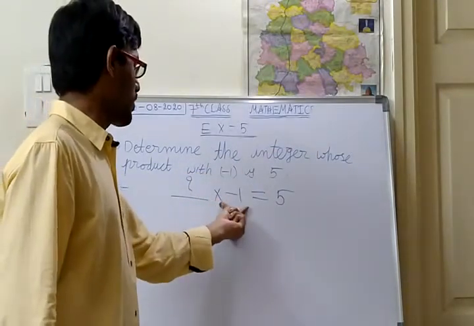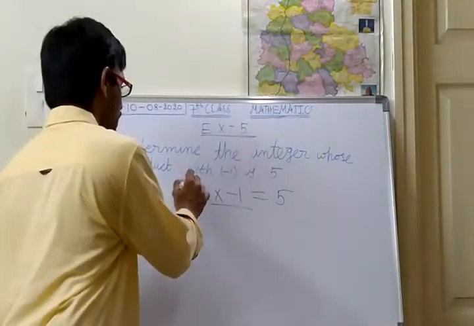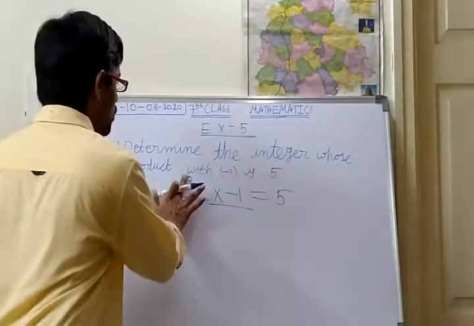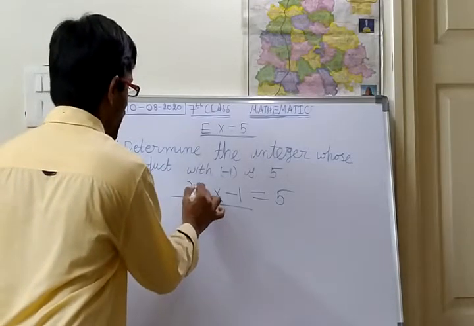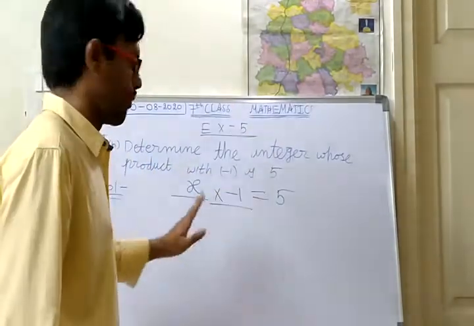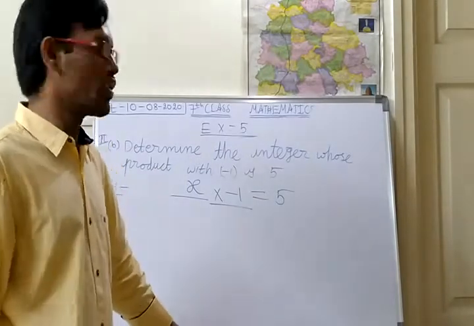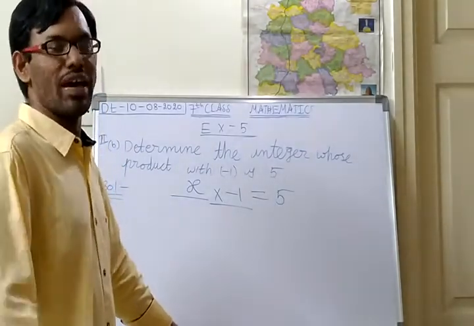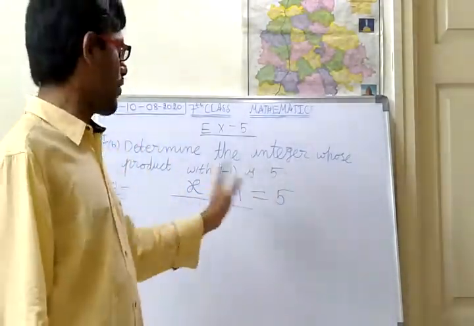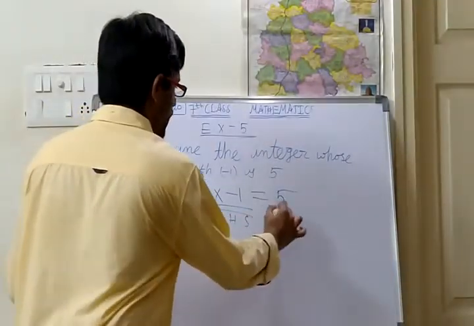So product with minus 1, that result is 5. Now we have to find out this unknown number. How do we find it? Simply you can assume this as x. So x into minus 1 is equal to 5. If any equation has an unknown number, you have to assume it as x, and you have to send all other numbers to the other side of that equation. So consider this as the LHS and this as the RHS.